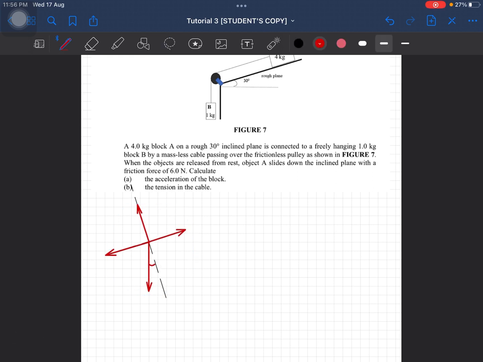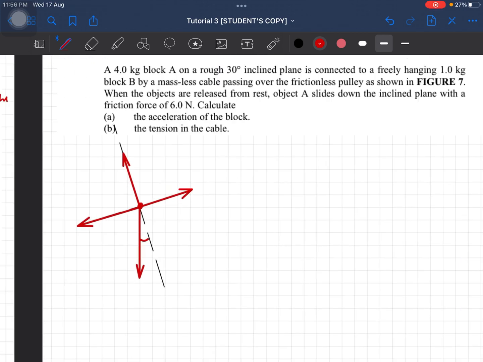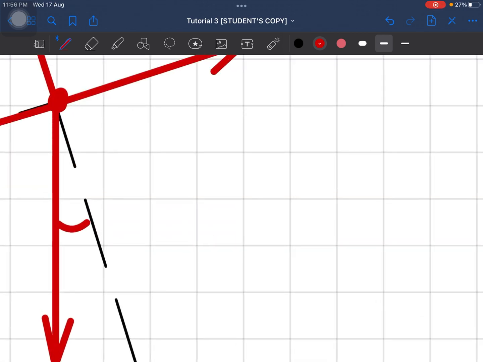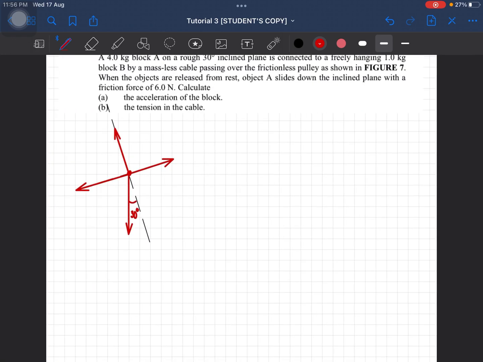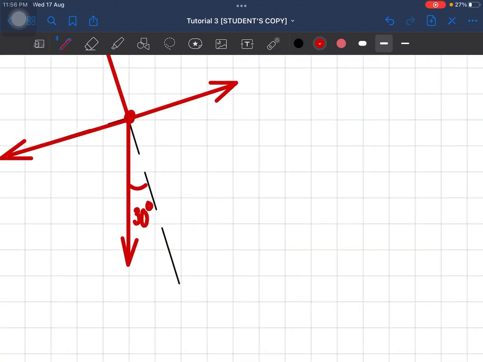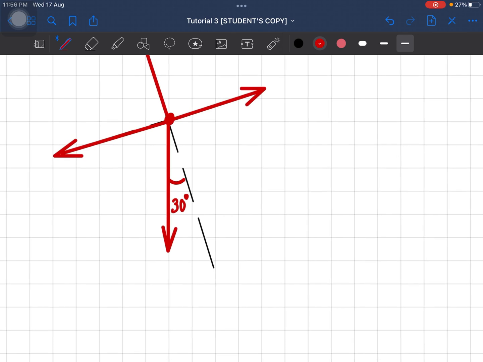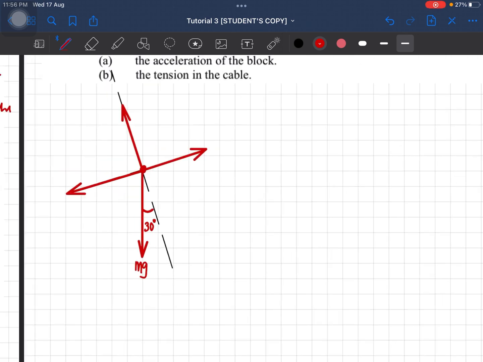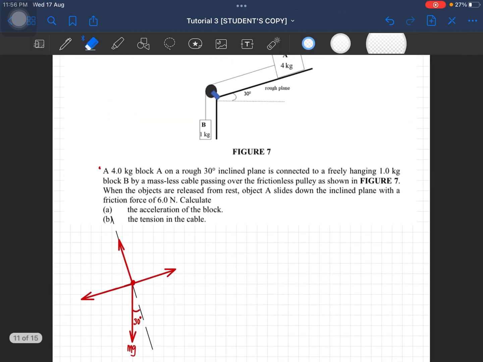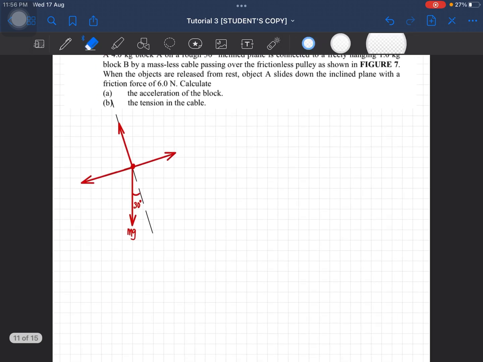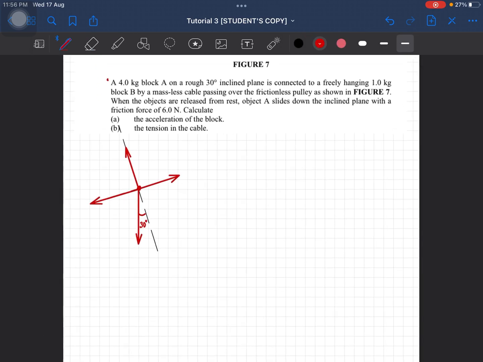Okay, so don't forget to draw a dot to represent the object. Okay, so this is equal to 30 degree. This is mg. I used the wrong size. So this is 30 degree. This is mg. Oh, I forgot to label this. MA. Because kamu ada 2 M kan. Jadi mana boleh letak M je. You have to label what is the M. This is MAG. This is the friction force against the motion.